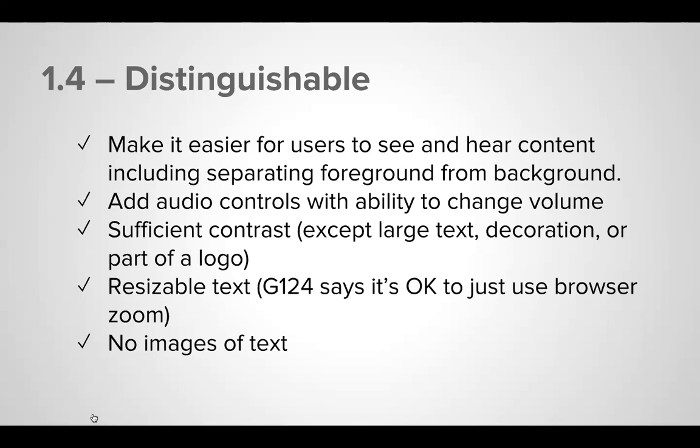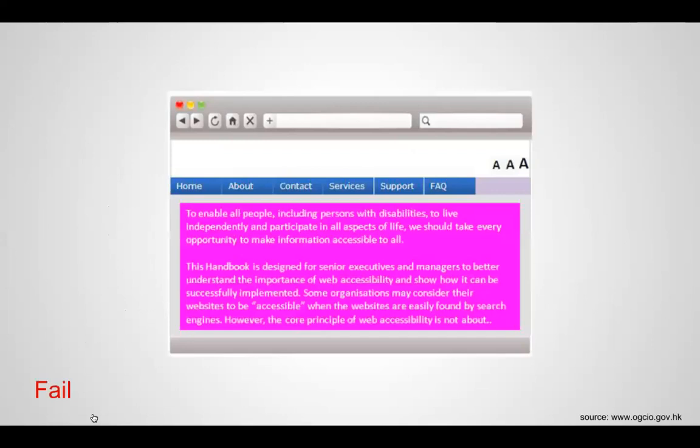Also, resizable text. As you see on a lot of sites, there's a little plus and minus next to the letter A to increase font size. That's actually not a requirement anymore. One of the procedure validations on the requirement, G124, actually said it's okay to just use the browser zoom. So you just need to make sure that your website does fine with the browser zoom. And if it doesn't, make sure that you have some kind of accessible tool. And also, no images of text. Our clients are all great about that, but we do have a few examples.